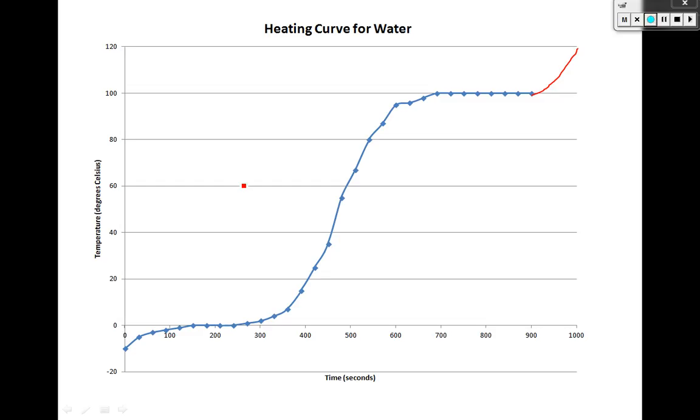So let's put a few labels on this graph. Here is where the solid was melting into liquid. Up here is where the liquid was boiling into gas. So we've got some phase changes. We can also put in some states of matter. The solid would be down here, below where it melts. The liquid would be here, between where it melts and where it boils. And the gas would be here, after it has all boiled.